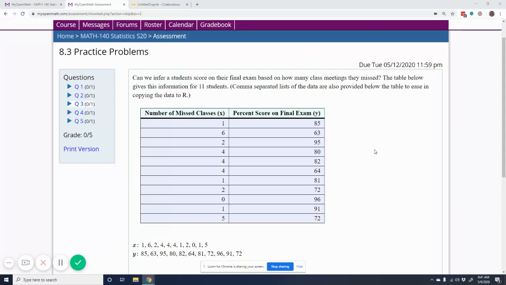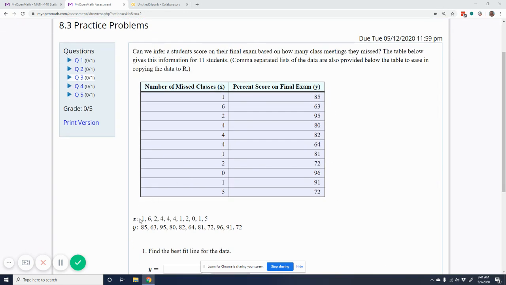Can we infer student score on their final exam based on how many class meetings they missed? The table below gives this information for 11 students. So we have this table of data, and below that we have the same data in comma-separated form. So the X data is here, and the data in the Y column. The final exam score is there.